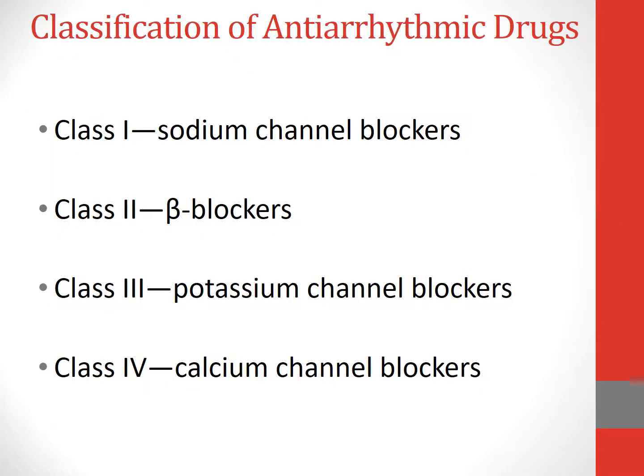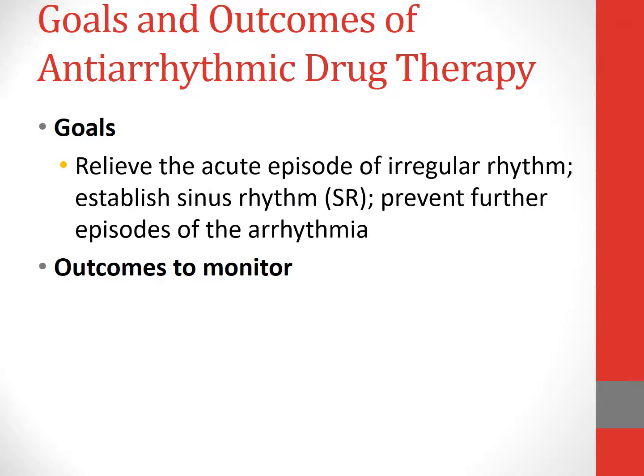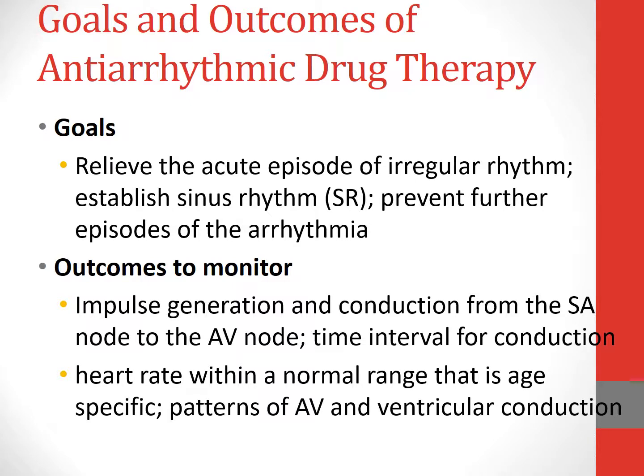Again, here are our classifications, and now that we've reviewed the channels, it should make a little more sense. Here are our goals. We want to relieve the episode, we want to reestablish sinus when possible, and then long-term we want to prevent further episodes. Here's what we're going to monitor. We're going to monitor where that impulse is coming from. How is the SA node doing relative to the AV node? What's the time interval? And then we're going to look at whether the heart rate is within the normal range for age.